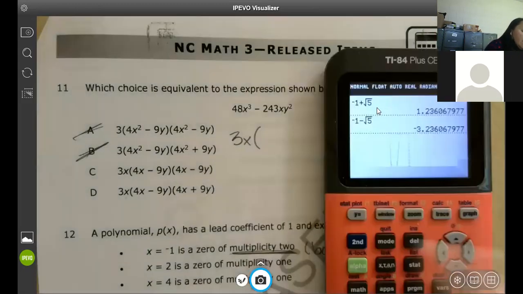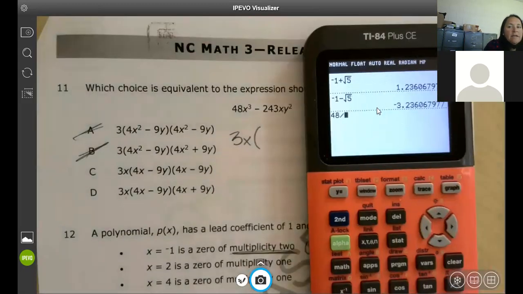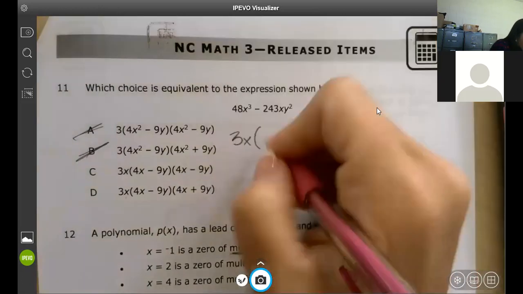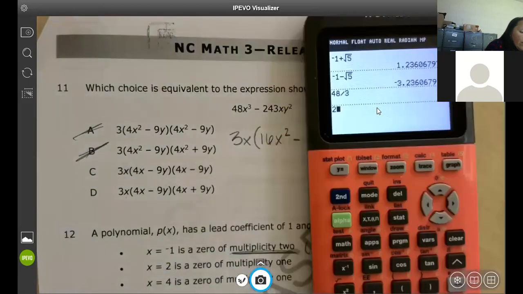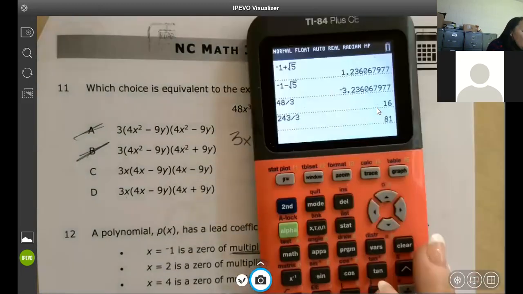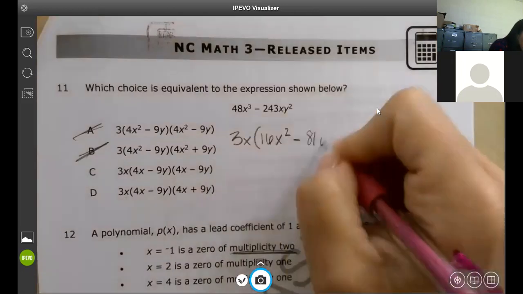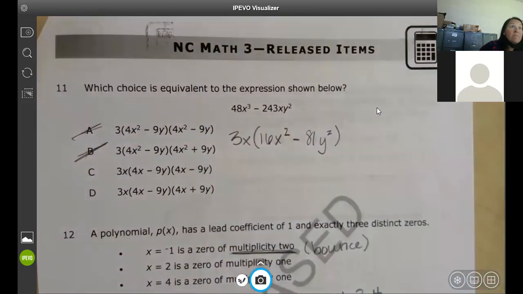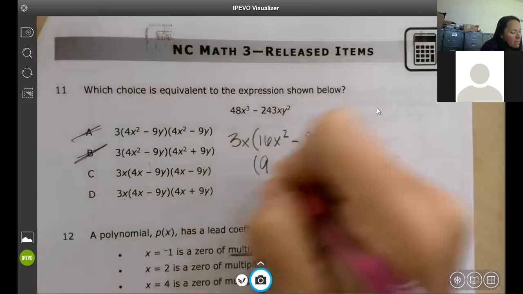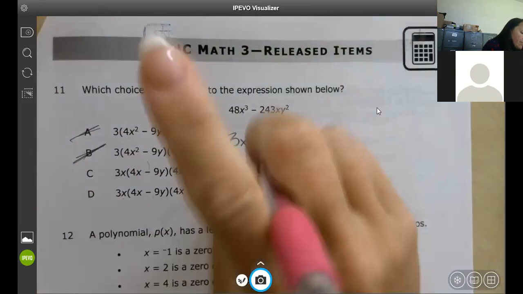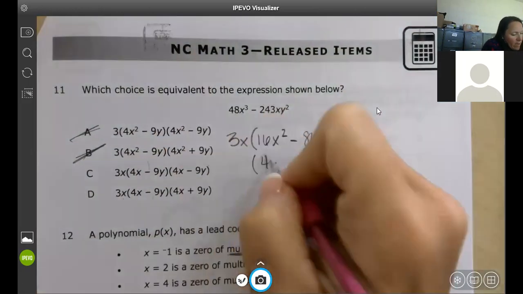So then I'm going to see what 48 divided by 3 is. It is 16. But I took an x out, so it's 16x squared. Still going to have a minus. 243 divided by 3 is 81. But I took an x out, so it's going to be y squared. At this point, you should know your answer without doing any work, okay? Both of them have 4s, both of them have 9, so we know it's going to be, I'm sorry, not 9, but 4x and 9y.